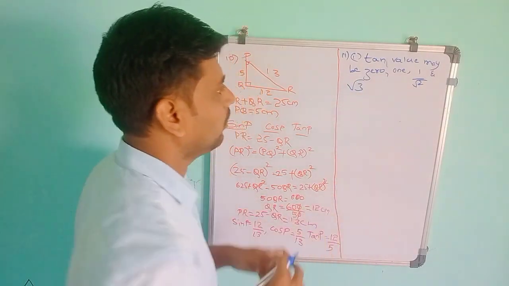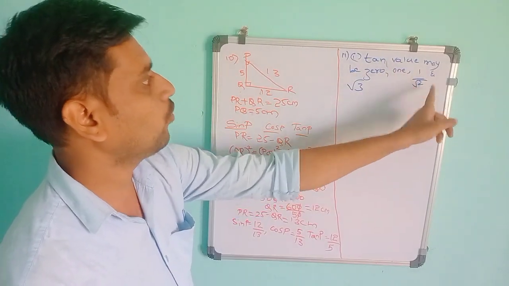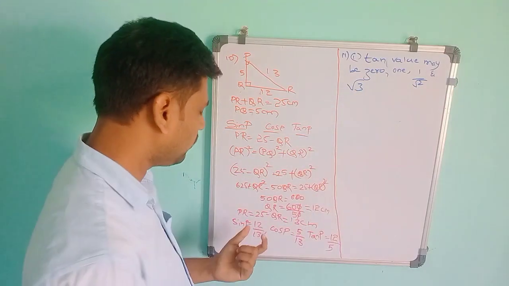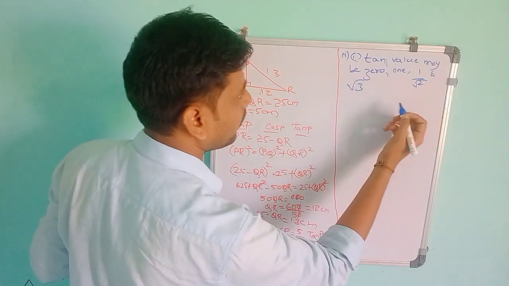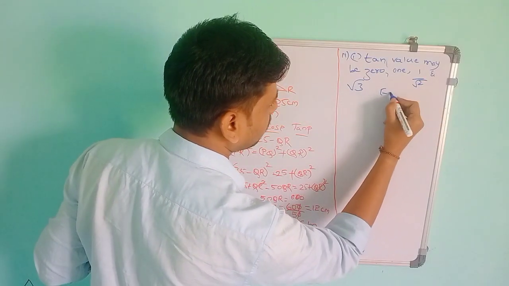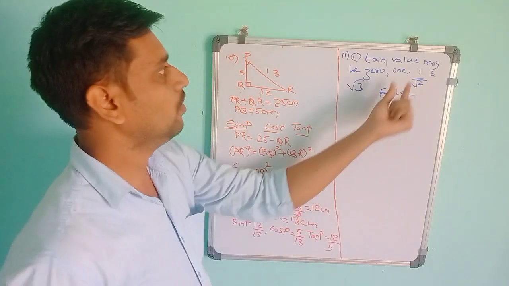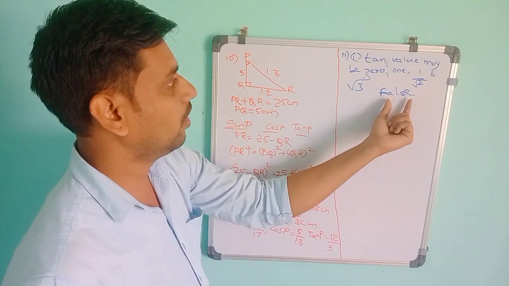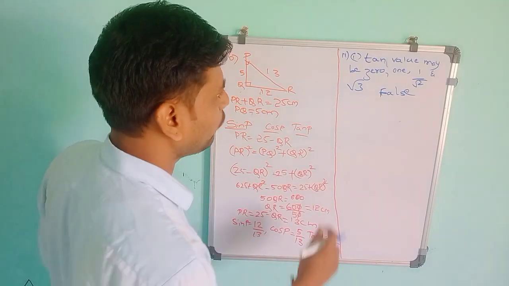So when you see that table, it will be understood. The tan value may be 0, 1, 1 by root 2, or root 3. For different angles it is different. So they gave that it is always less than 1. It is not always less than 1; the value may vary. So the first one is false. Why false? Because the tan value for some angles is 1, 0, 1 by root 2 and root 3 also. So the tan value is not always less than 1.